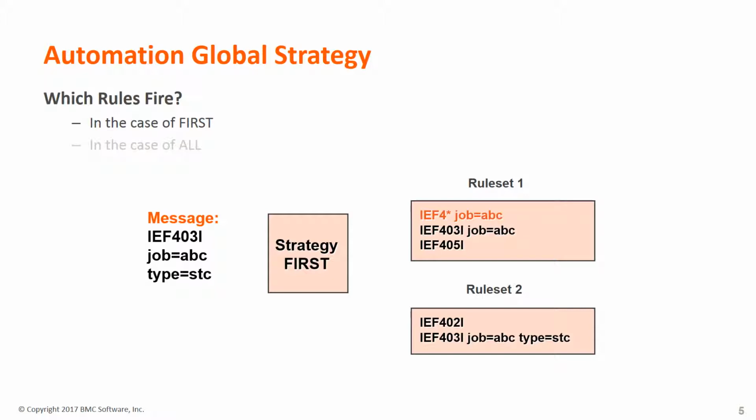rule. Now, if we specify a rule set strategy of all, the behavior is a little different. Auto Operator will still match that first rule in the first rule set, but then he'll continue scanning looking for additional matches. And you can see they're highlighted in red that we have 2 rules in rule set 1, as well as 1 rule in rule set 2. And those will all be executed.